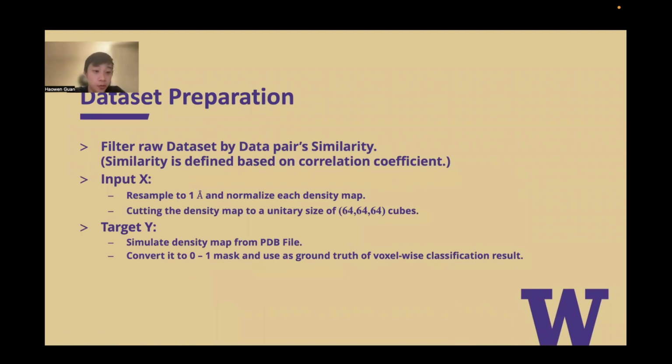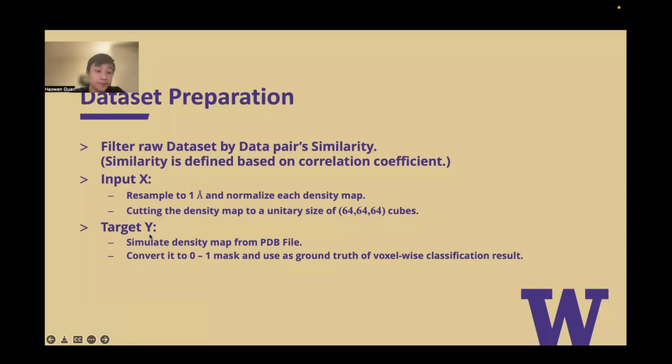After dataset filtering, we will be generating our input X. We take the original map and resample it to a 1 angstrom voxel grid to unify the voxel size, and normalize each density map to values between 0 and 1. Then we cut the density map into the unitary size of 64 cubes, same as we mentioned before. This is the processing of input X.